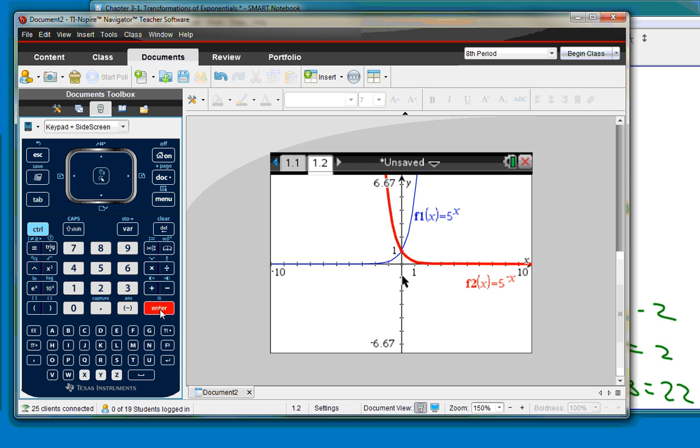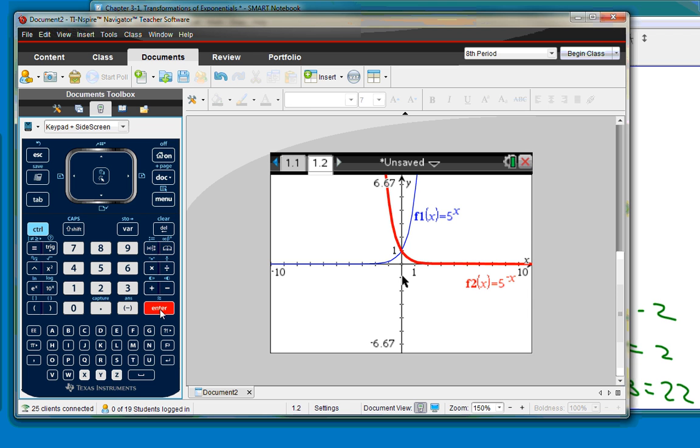Okay? So at 0, I'd still have 1. What would I have at -1? 5. What would I have at -2? 25. Right? What would I have at +1? 1/5. What would be +2? 1/25. Do we see that they'd be reflected?